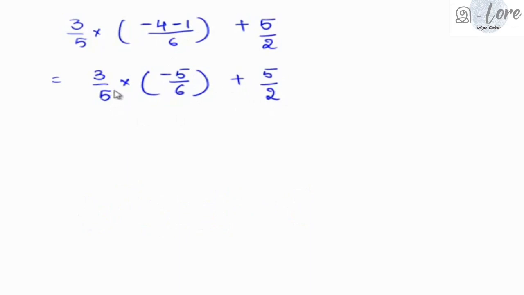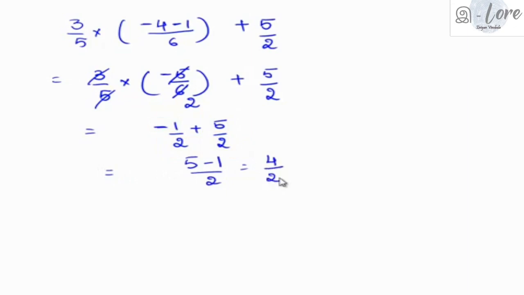Now we can cancel the common factor 5: 1 5 is 5, 1 5 is 5. And 3 goes into 6 two times. We write it over there. The answer is minus 1 by 2 plus 5 by 2. The two rational numbers have the common denominator, so we can directly add the numerators. 5 minus 1 is equal to 4. It gives 4 by 2. Again, 2 goes into 4 two times, so the answer will be 2. This is the final answer.